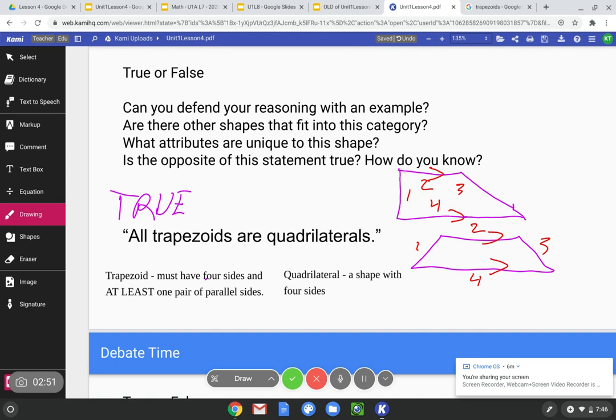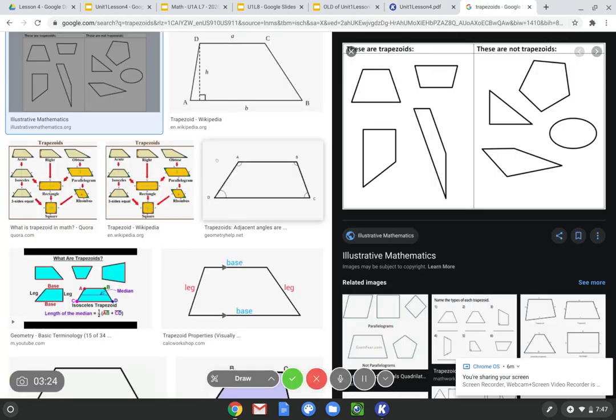So here we have a drawn photo. We have 2 different trapezoids, but remember, I just said that there's no one right way to be a trapezoid. As long as it has the 4 sides and at least one pair of parallel sides, it's a trapezoid. So to be a trapezoid, it has to have 4 sides, meaning it must be a quadrilateral. Now, these are some of your basic forms of trapezoids that we might see.